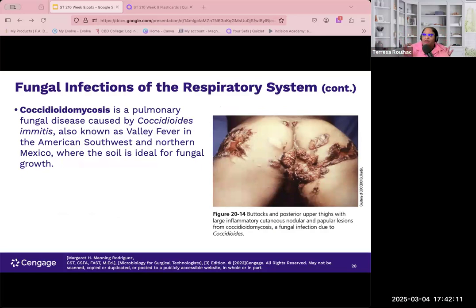We also have what's called valley fever. It is a pulmonary fungal disease and it is commonly known as valley fever. I would try to say the other name, but I would say it wrong. So valley fever it is. It primarily affects regions like the American Southwest and Northern Mexico, where the soil is very conducive to a lot of fungal growth. The fungus reproduces through arthrospores, which are carried by the wind to a location.